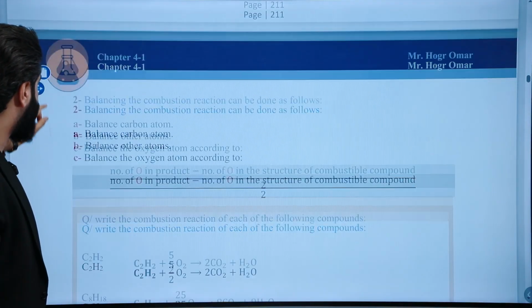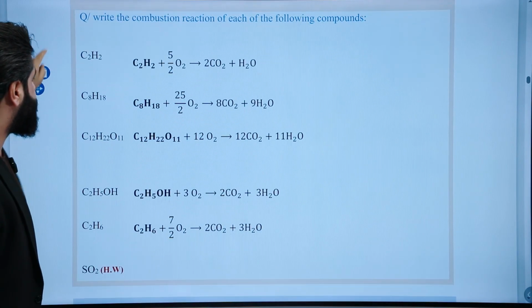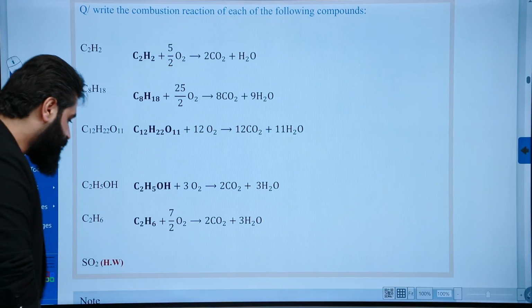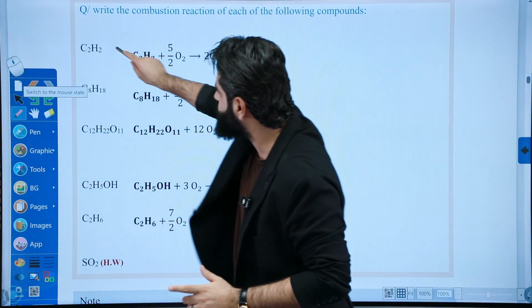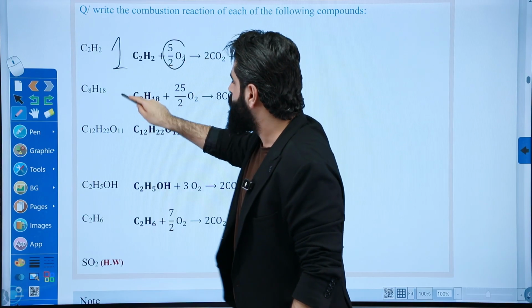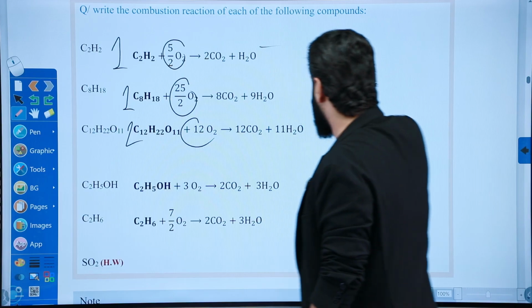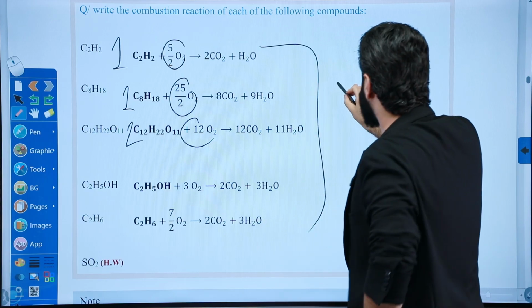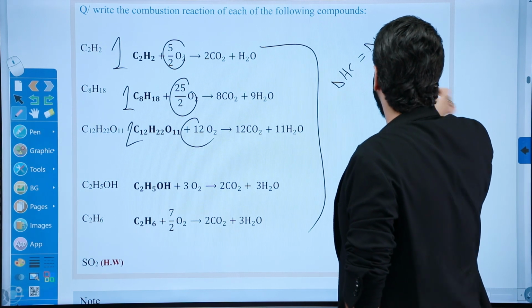How to write the combustion reaction, how to balance, I have explained the whole thing here. So these are called combustion reactions. How do we know if the reaction is a combustion reaction? We need to have 1 mole of the reactant plus O2. 1 mole plus O2. In all of these equations, delta Hc equals delta H.